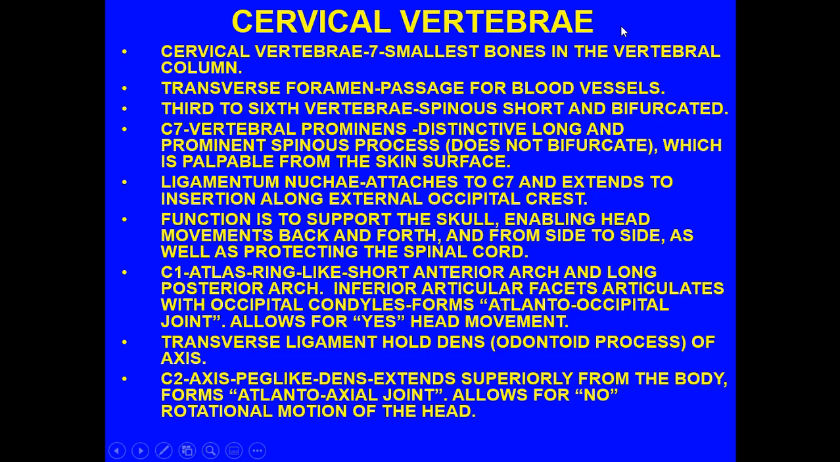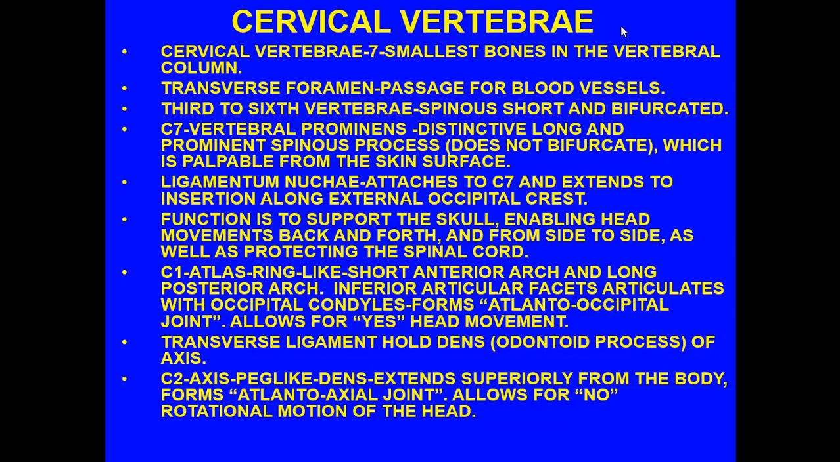Let's talk about the cervical vertebrae. I'm going to move through this relatively quickly. The two biggest ones that you really need to know are the atlas and the axis. But I do encourage you to also take time to review the C7, which is the vertebral prominence. Cervical vertebrae, there's 7 of them.